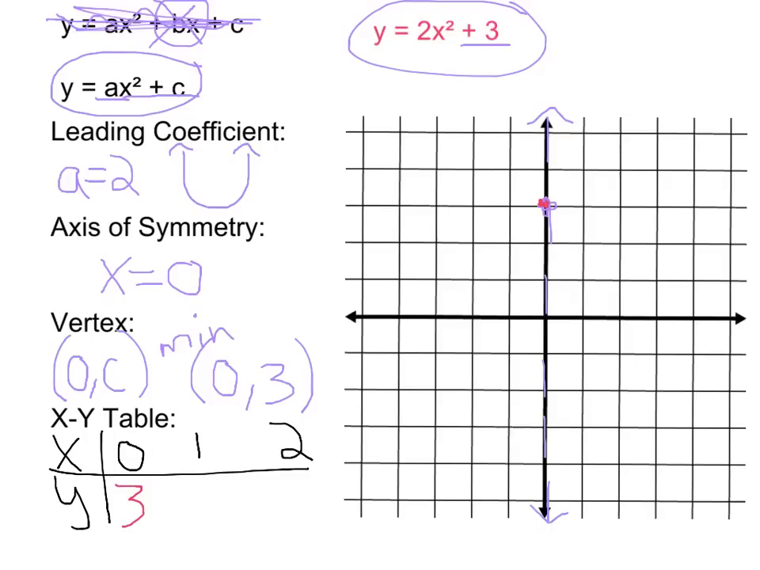Now if you plug in 1, 1 squared times 2 is 2, and 2 plus 3 is 5. So over 1, up 5, and then reflect our point. And then when you plug in 2, 2 squared is 4, 4 times 2 is 8, and then 8 plus 3 is 11, which is going to be off our graph, so we don't have to worry about that point. So we were able to very quickly graph our parabola for y equals 2x squared plus 3.